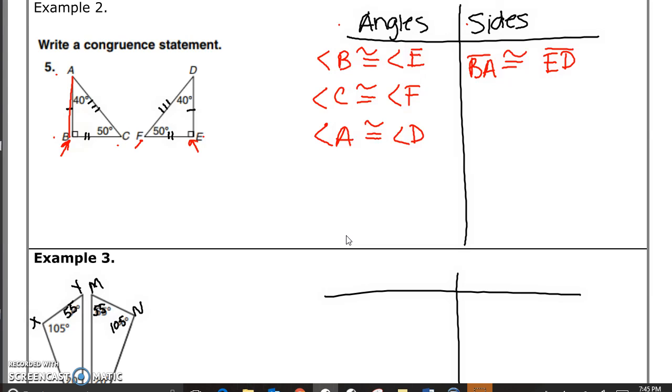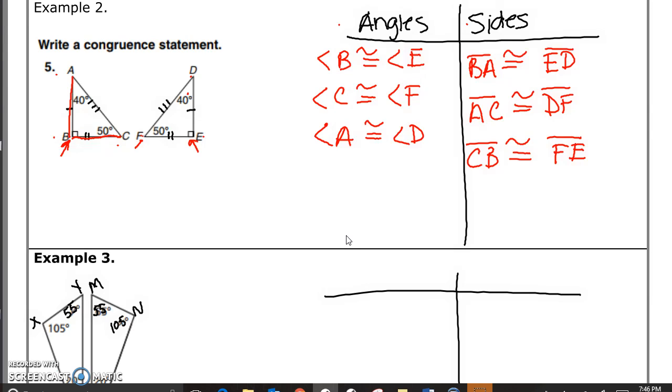All right. And then we'll go down this diagonal. So we have side AC is congruent to the side DF, because D is the 40 degrees, and so is A, so DF. And then the last one we have is CB is congruent to, starts with the 50, so F.